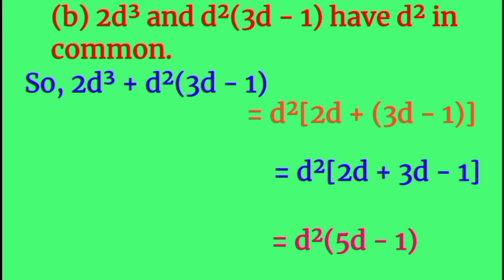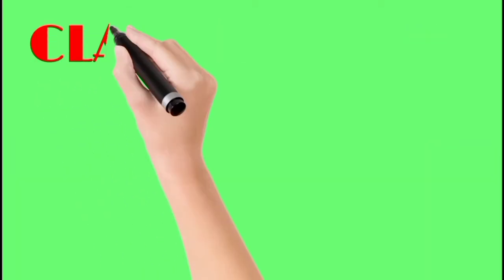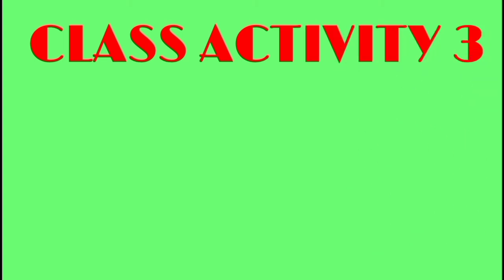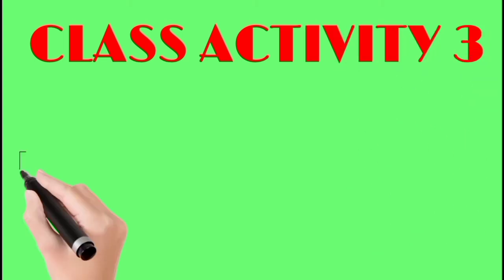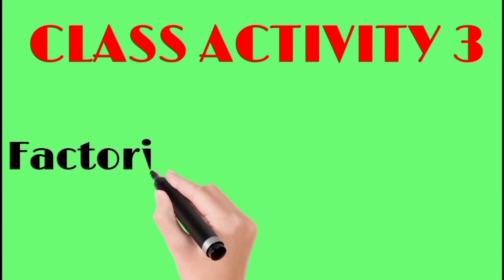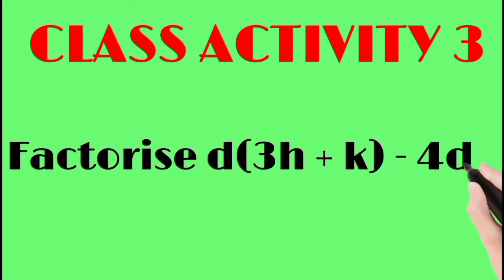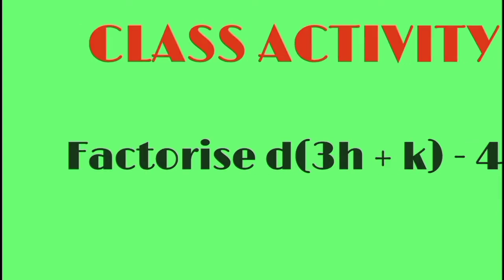Quite simple. Now, this is another class activity I need you to solve. You can always pause the video to write down the question so that you can solve. It says, factorize d in the bracket of 3h plus k minus 4d squared.